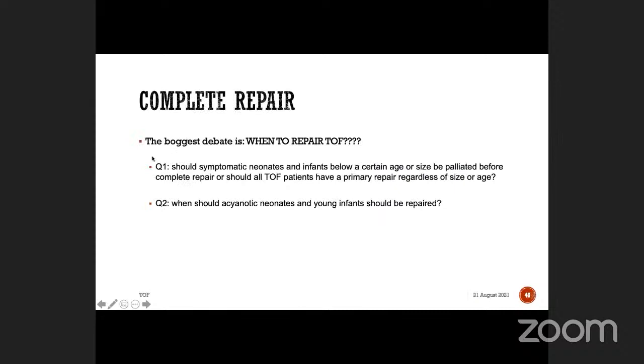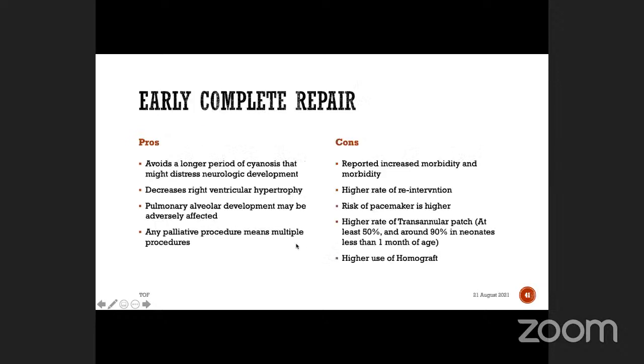So complete repair is the biggest debate: when to repair, and the tough question. Should symptomatic neonates and infants below a certain age or size be palliated before complete repair, or should they just have primary repair? And when should acyanotic neonates and young infants be repaired? There are people who are pro early complete repair versus late repair, and early versus late is before 6 months of age and after 6 months of age.